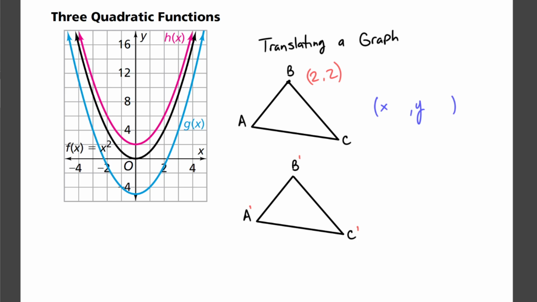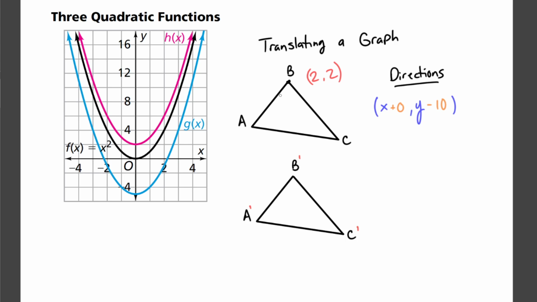In this case, B is going straight down, so the x value doesn't change at all. So we're going to say plus 0. There is no change to x. However, our y value is dropping by 10. So my y value is going to be minus 10. These are kind of like your directions, your cipher, your code to be able to translate the shape downwards. So x plus 0 and y minus 10.